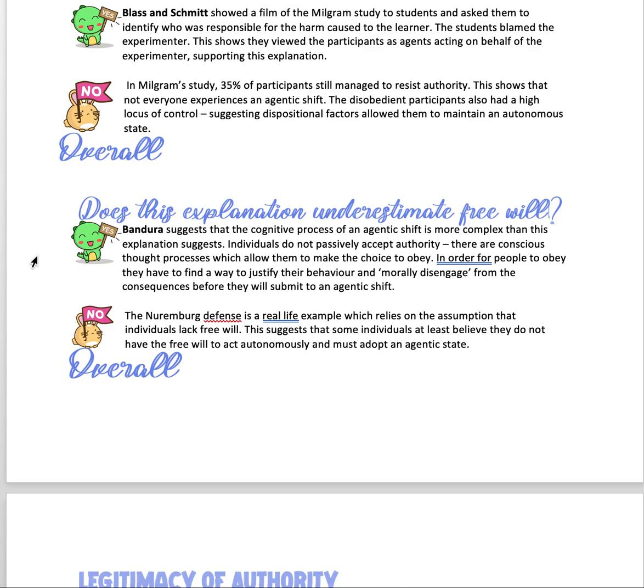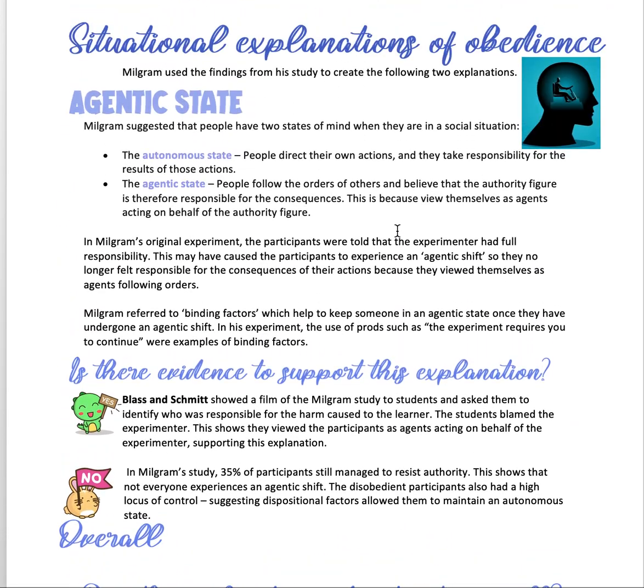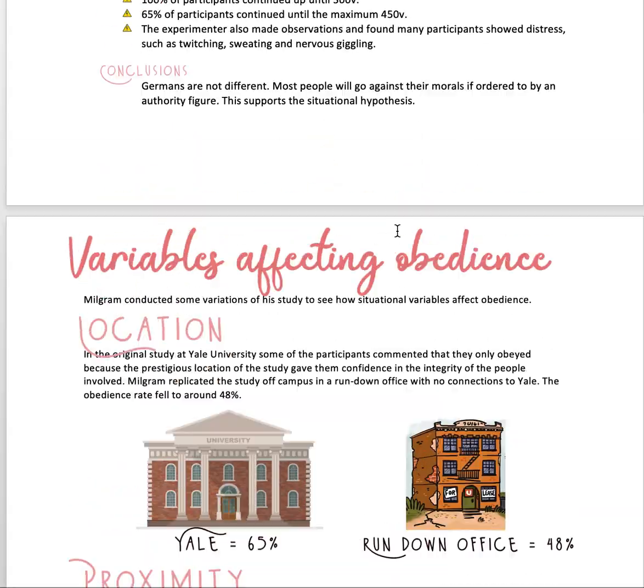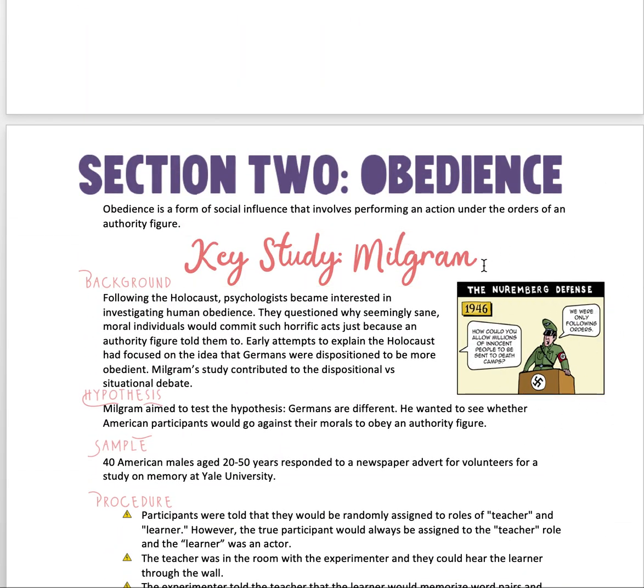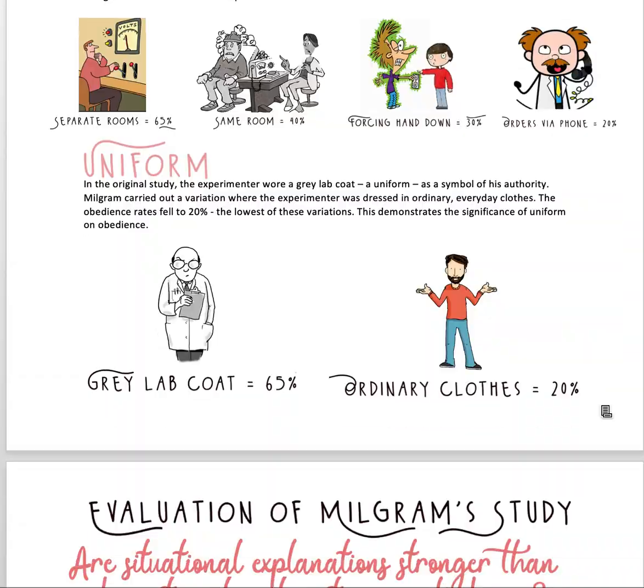Then the Nuremberg defence is a real life example which relies on the assumption that people do lack free will. So when individuals were in the Nuremberg trials, they were saying we were only following orders. So it's the idea that individuals don't believe they actually have free will. Whether they do or not is not the issue. It's that people feel that they didn't have the capacity to exercise free will in that situation. So there's validity to that argument.